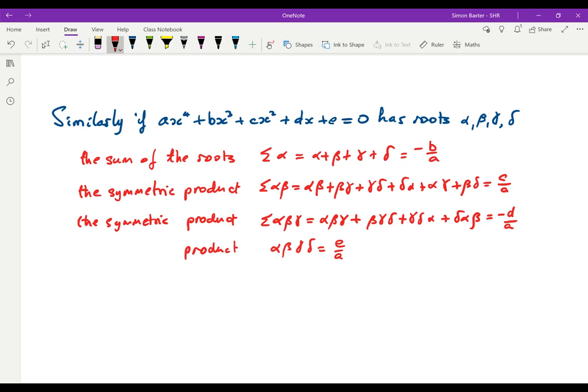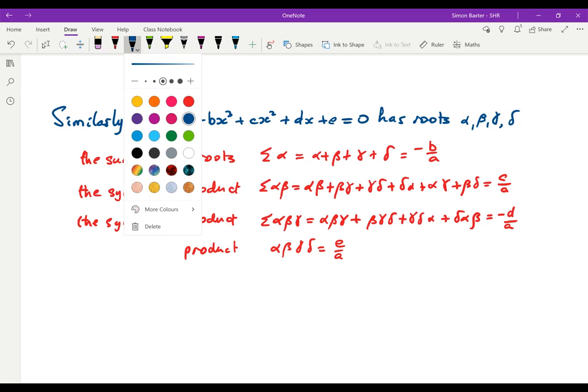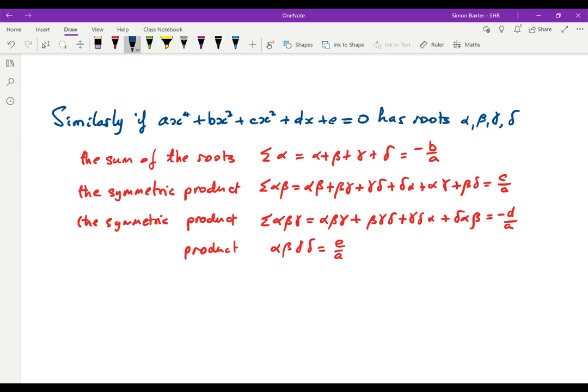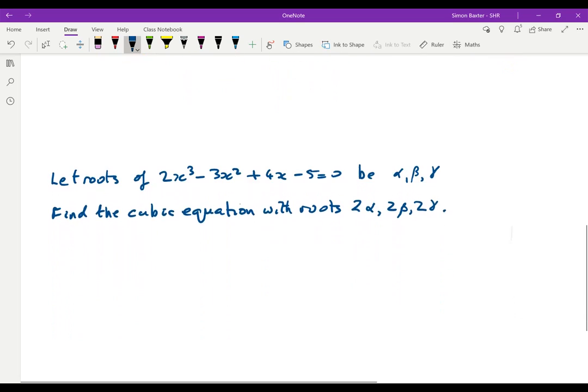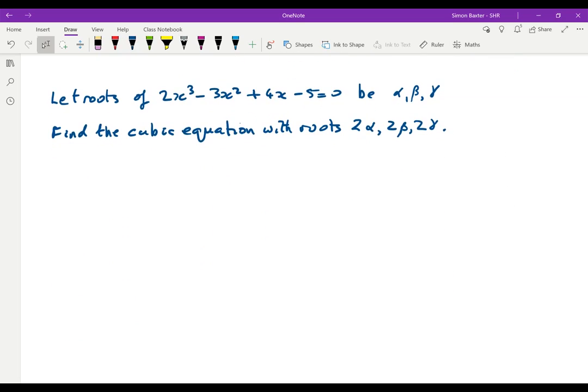And we could go on and do higher degree equations and come out with ever more complicated looking expressions. What I would like to do now is to do a couple of examples which are along the lines of what you did last year. First one is to look at a cubic equation. 2x cubed minus 3x squared plus 4x minus 5 is 0, with roots alpha, beta, and gamma. Find the cubic equation with roots 2 alpha, 2 beta, 2 gamma.